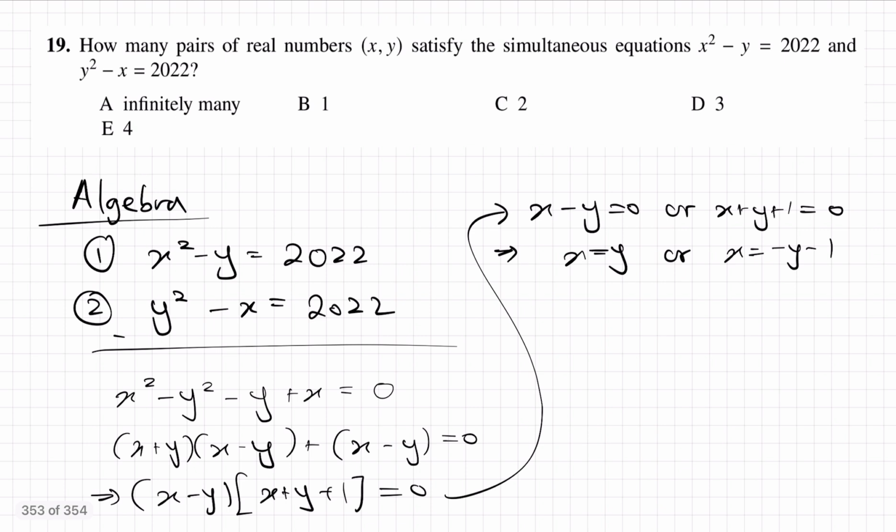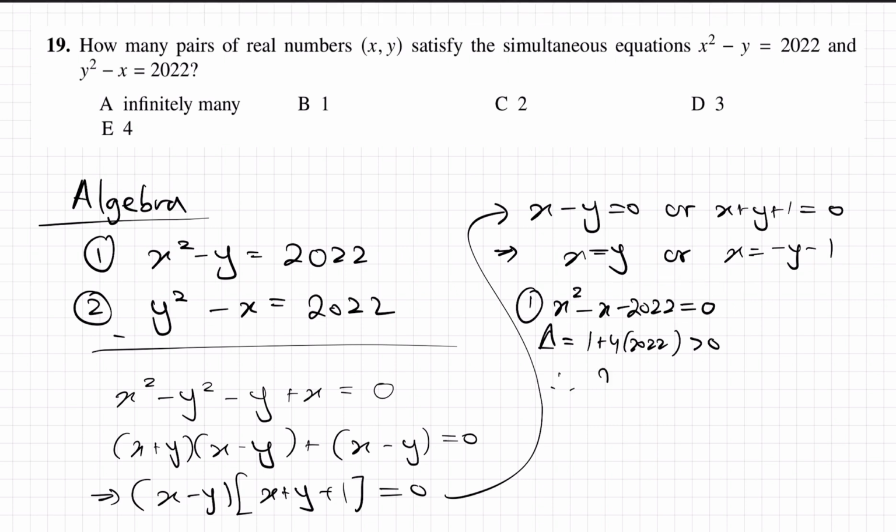And let's do that first. So if we put this into equation number 1, we get x squared minus x. Then I'll move the 2022 to the other side, and that's equal to 0. Now, there might be a nice solution for this, but it doesn't actually matter. We can just look at the discriminant. So that's going to be 1 plus 4 times 2022, and that is greater than 0. So we can conclude there's two solutions for this equation.